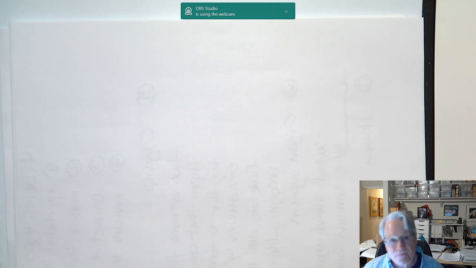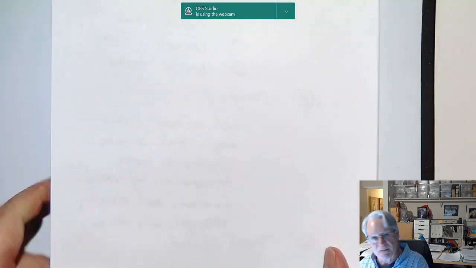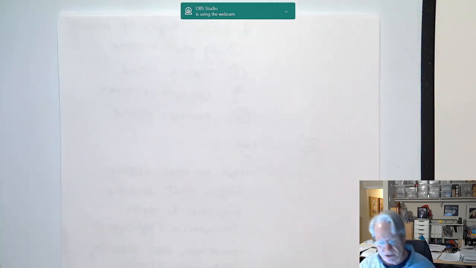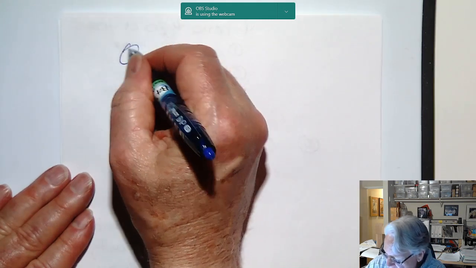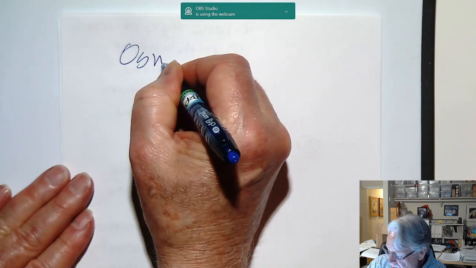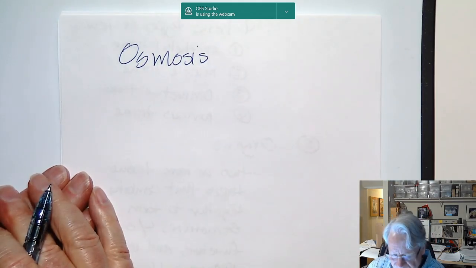All right. So we've talked about simple diffusion. We've talked about facilitated diffusion. That leaves only one other passive process to talk about, and that's going to be osmosis. So we're going to discuss osmosis.